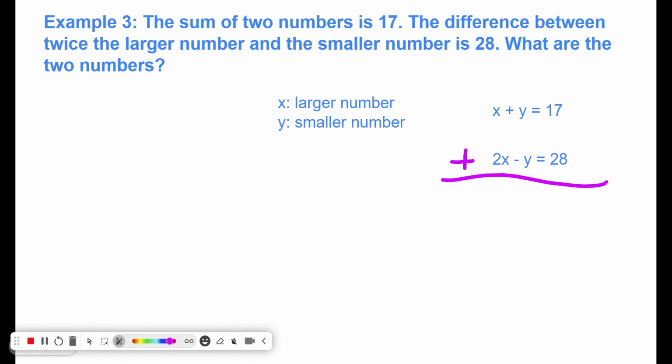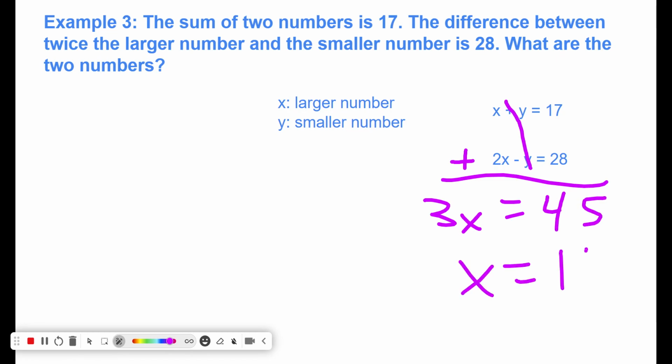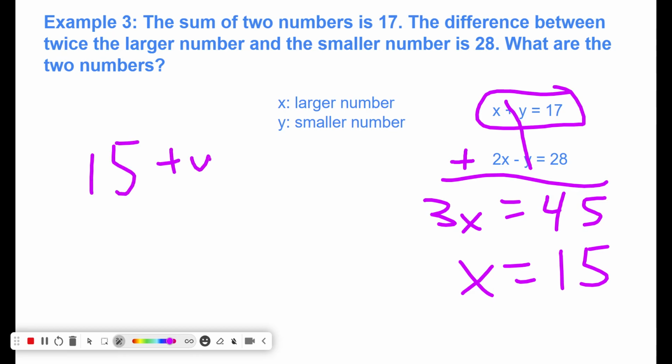I can add these together. X plus 2x is 3x. The y's eliminate. 17 plus 28 is 45, leaving me with x equals 15. Once I do that, I can plug that back into the top equation. 15 plus y equals 17. Y would equal 2.